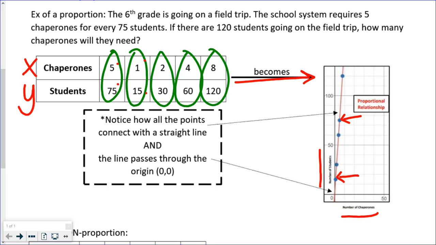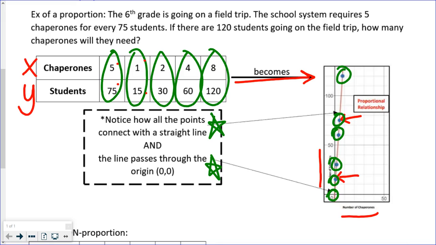What I want to draw your attention to is this. If you take a look at each of these points, that straight line goes through each of those points. That's one of the criteria we have, a straight line can be drawn through it. Another criteria we have is that the line passes through the origin. So those two things make this a proportion. A straight line can be drawn through all the points, and it passes through the origin.